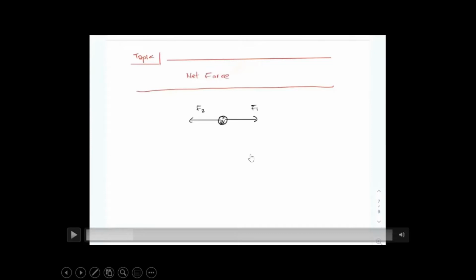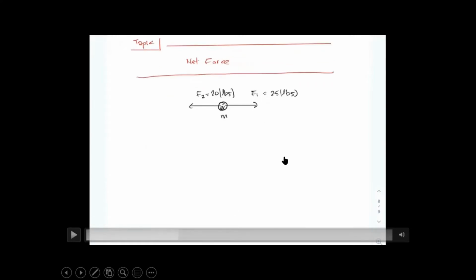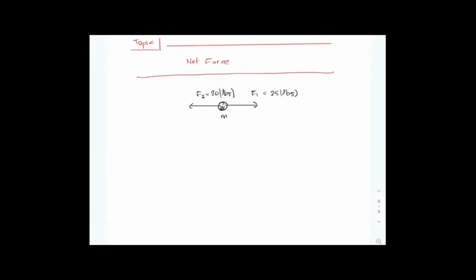So what's the net force if you've got two forces acting on a mass? Somebody pulling on this mass to the right, the other guy pulling on the mass to the left. The forces are not the same, so it's an unbalanced system. So what's the meaning of a net force? Net force means the sum total of all forces acting on a system.